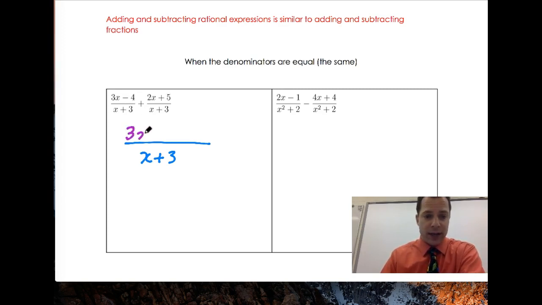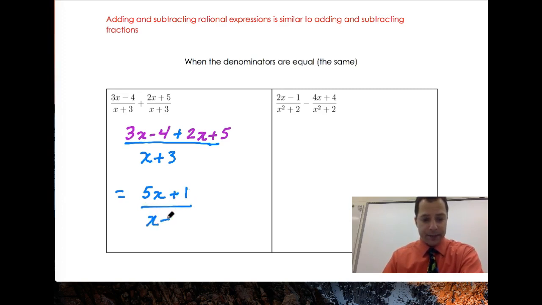You're going to have 3x minus 4. That's in the first rational expression, plus, so that plus sign there, and then we're going to bring the 2x plus 5 down, the 2x plus 5. From here, you're going to combine like terms. So 3x and 2x are my common terms, so that gives me 5x. Okay, and then I have negative 4 plus 5, which gives me plus 1, all over x plus 3.